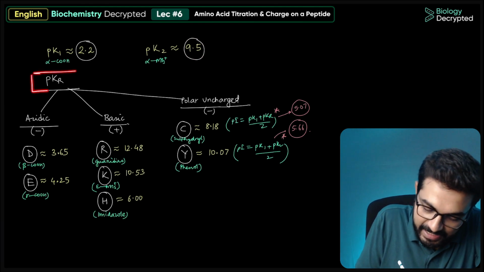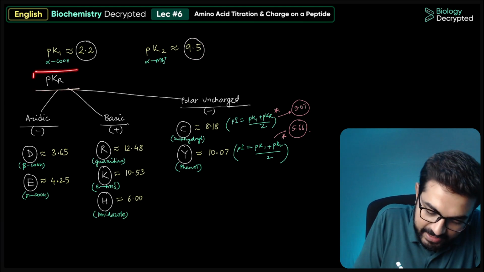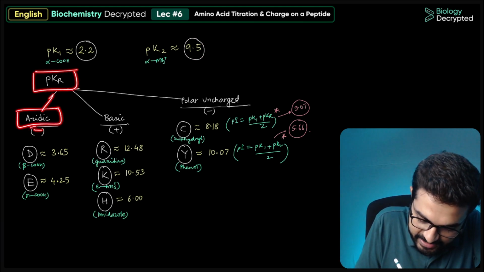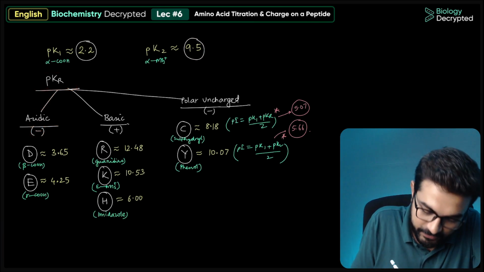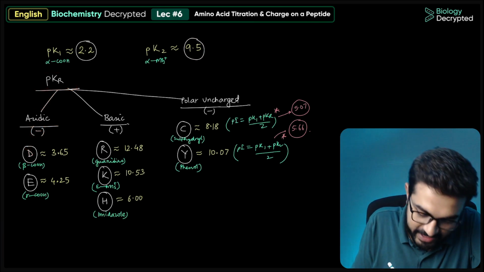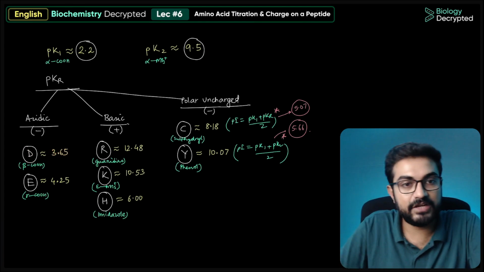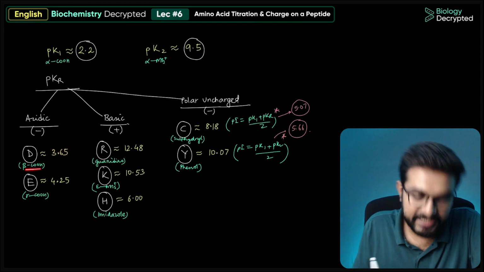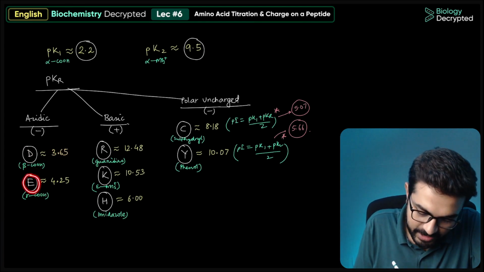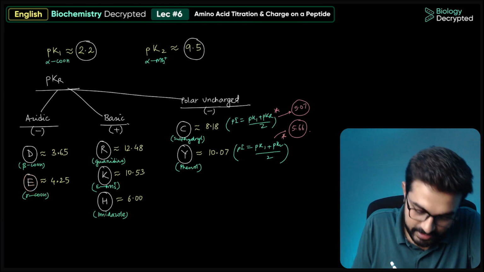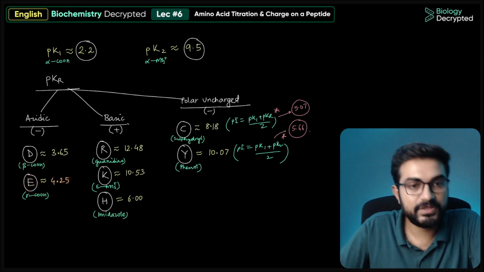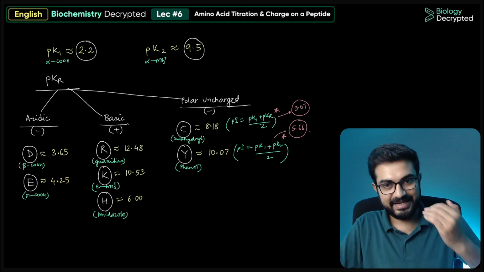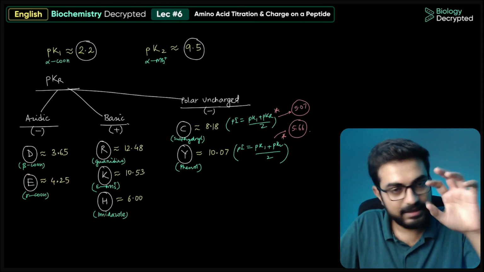Now for pKr, this is very important. If we have acidic amino acids, that is negatively charged amino acids, for aspartate the value is 3.65. That is for the beta carboxylic acid group. Similarly, for E, that is glutamate, it is 4.25. So for glutamate it is greater, and for aspartate it is less.